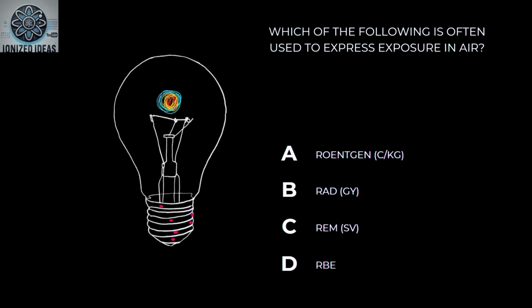Which of the following is often used to express exposure in air? A. Roentgen, C per kilogram. B. Rad, Gy. C. Rem, Sv, DRBE.